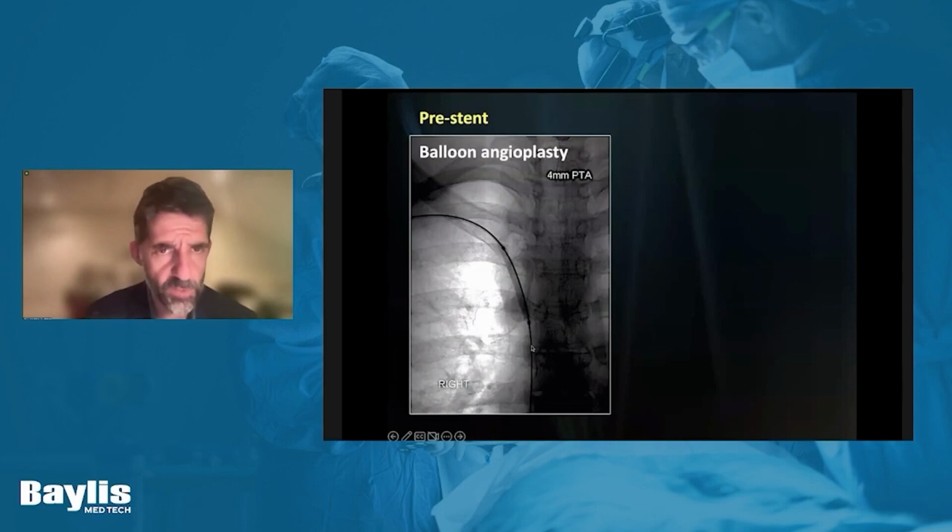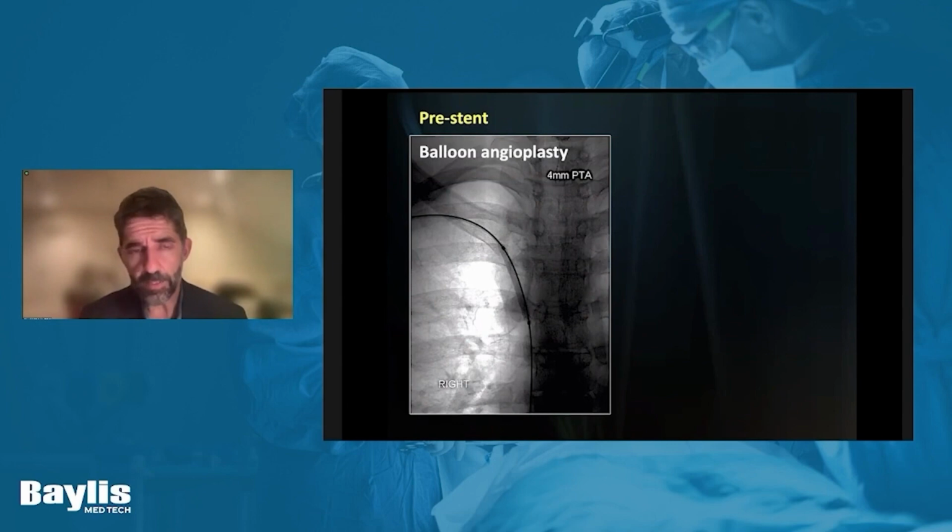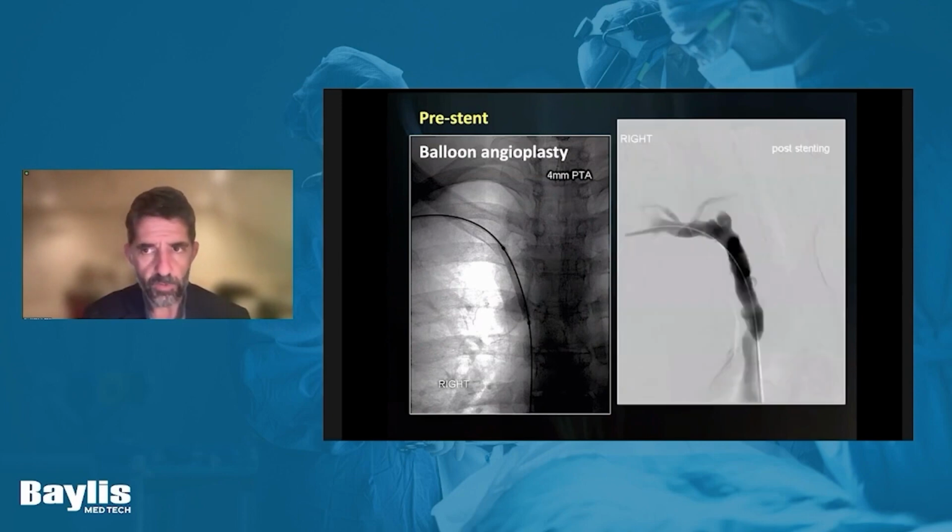Typically, we predilate the track with a 4 millimeter balloon after we make sure that we are not crossing anything that we don't need to. And very frequently at this moment, just before we do the predilation balloon angioplasty, we like to do another spin to make sure that we didn't cross anything that we don't want to.